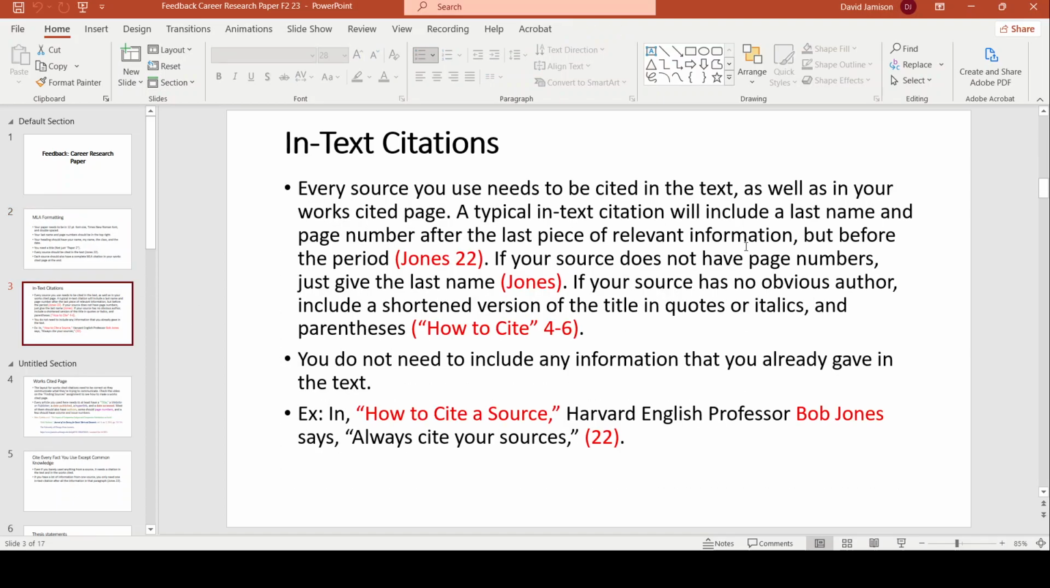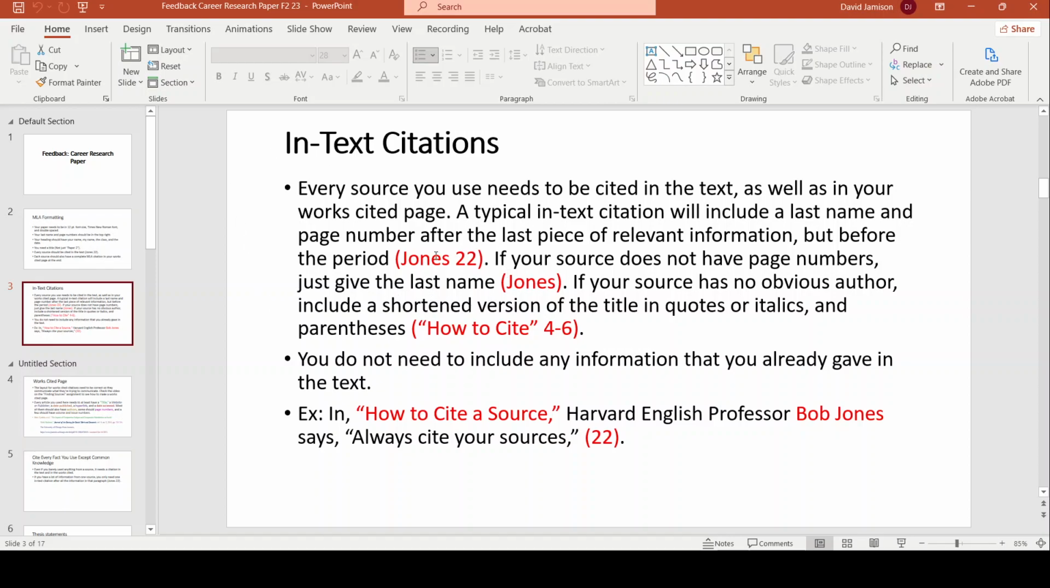Okay, so for in-text citations, every source you use needs to be cited in the text as well as in your works cited page. A typical in-text citation will include the last name of the author and the page number after the last piece of relevant information. So if you summarize something from a text, if you've used a quote from a text, after that is when you'd have the in-text citation. If you use that source over and over again, you'd have your citation after the last piece of information.